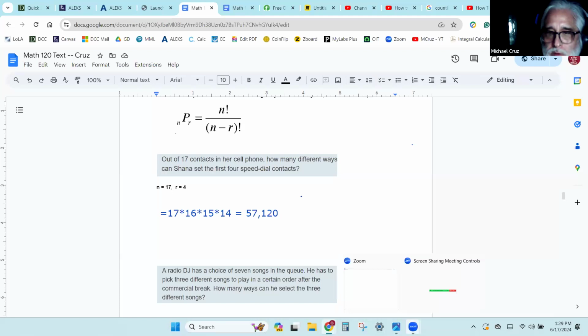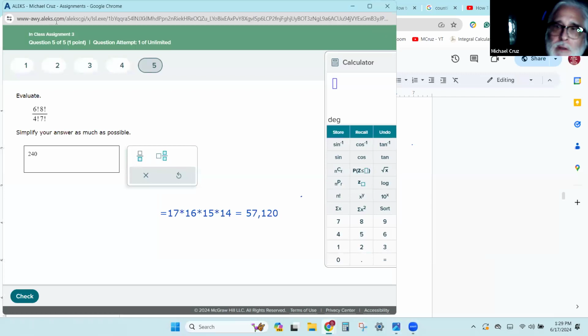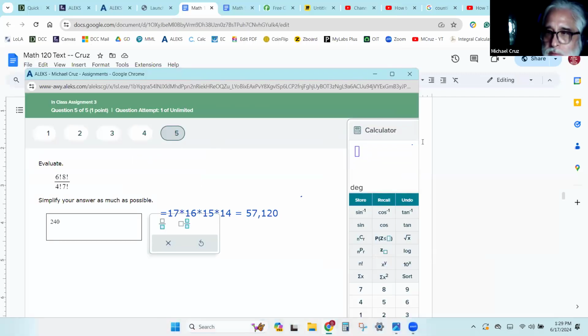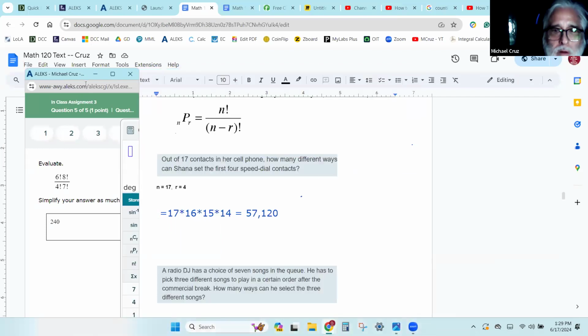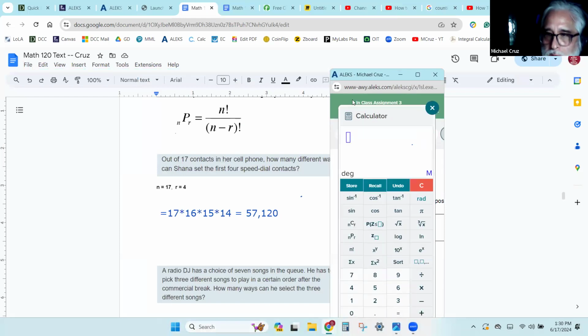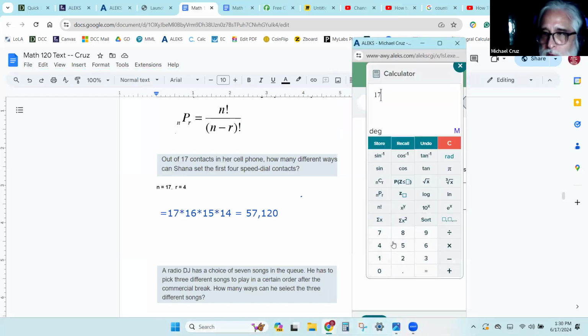There we go. So you put in the big number. Oh, that's right, I gotta have this up to get it. So make this smaller. So 17, put in the number. Then you hit on here.